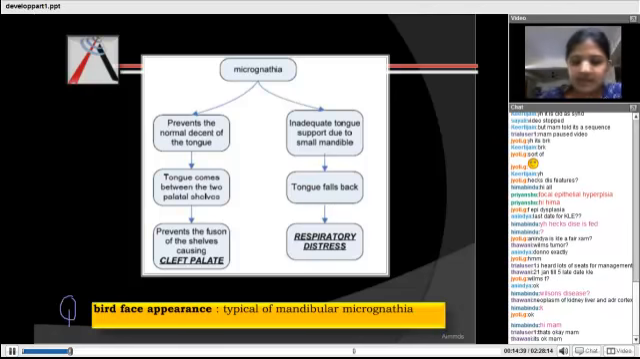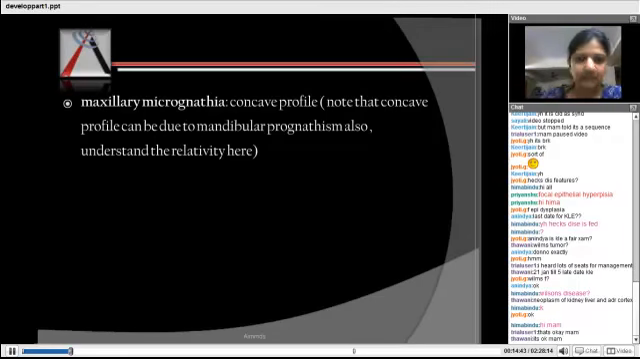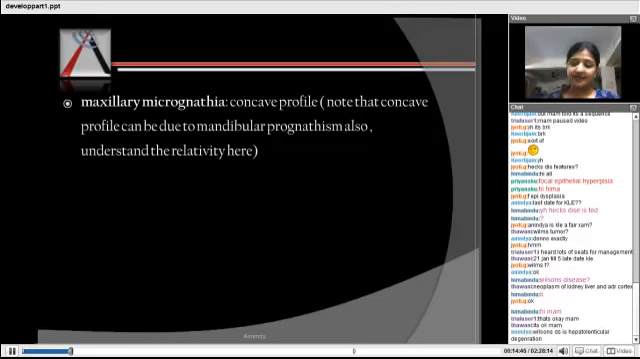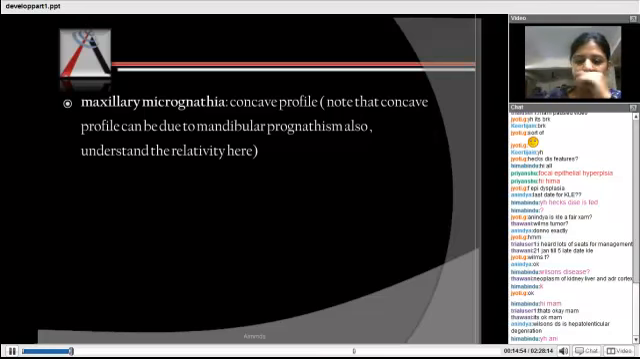So bird face is characteristic of mandibular micrognathia. What happens if there is a maxillary micrognathia? Maxillary micrognathia is going to result in a concave profile. Now what do you mean by a concave profile? It's going to be like this, as in your nose, the upper arch and the lower arch. So that gives it a concave profile.